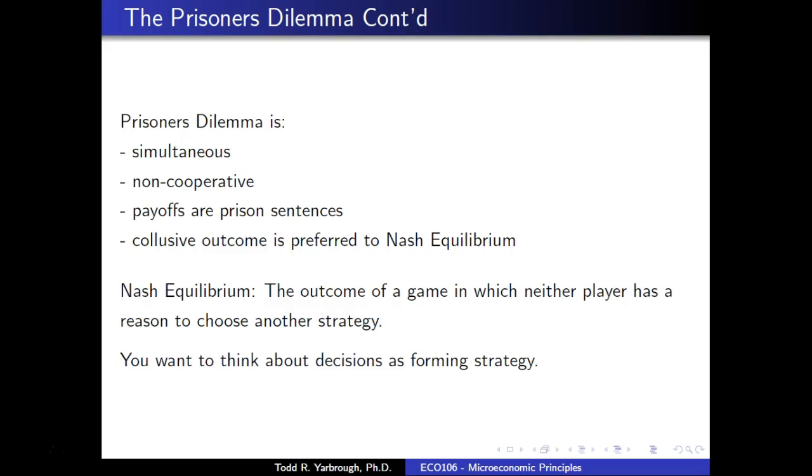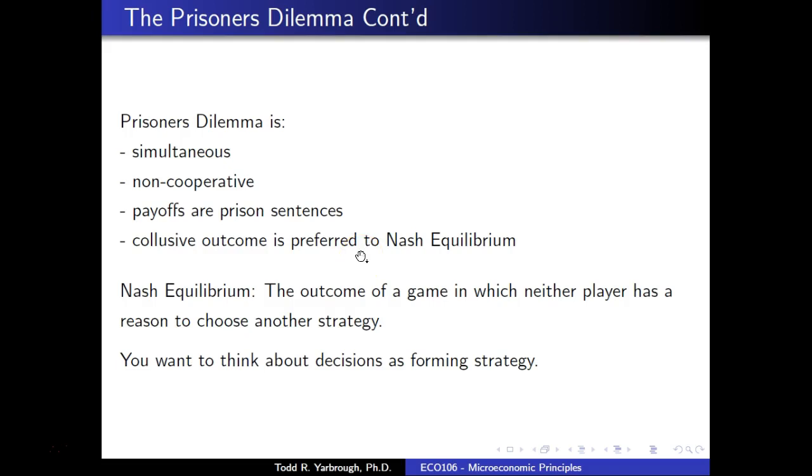Under the prisoner's dilemma, we assume it's non-cooperative, meaning that the two individuals can't communicate with each other while they're making their decisions. Certainly they could communicate prior to the crime or prior to whatever the decision space is being made under. But once their decisions are made, they're not talking to each other. So, non-cooperative. And again, I mentioned that in the prisoner's dilemma, the collusive outcome is preferred to the Nash equilibrium.